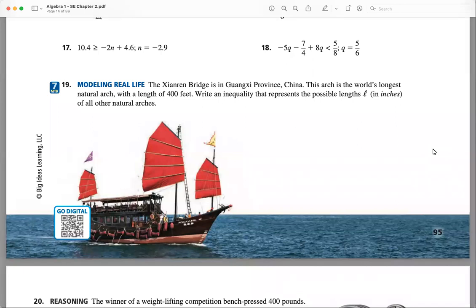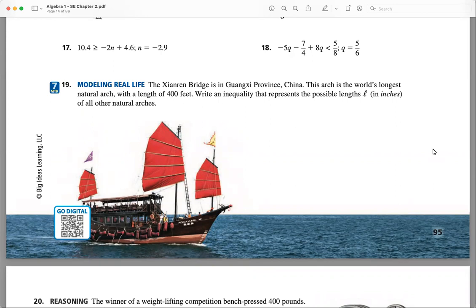Okay, so now let's go ahead and go back, and we are going to be on page 95, the first page of your homework. And let's do 19. The Sian Ren Bridge is in Guangxi Province, China. This arch is the world's longest natural arch with a length of 400 feet. Write an inequality that represents the possible length in inches of all other natural arches.